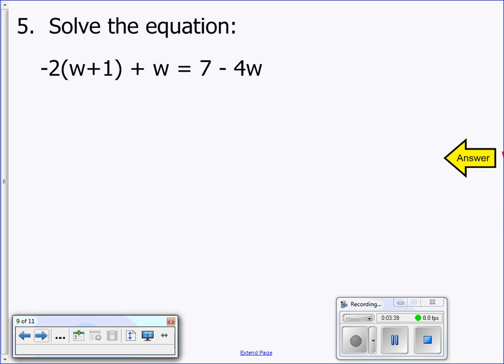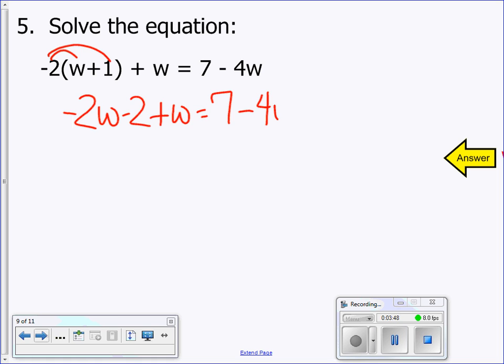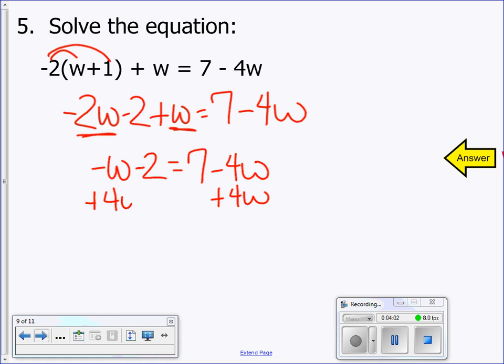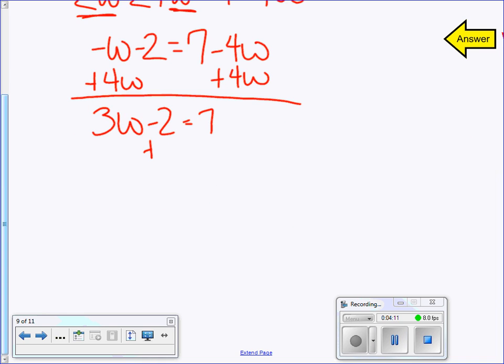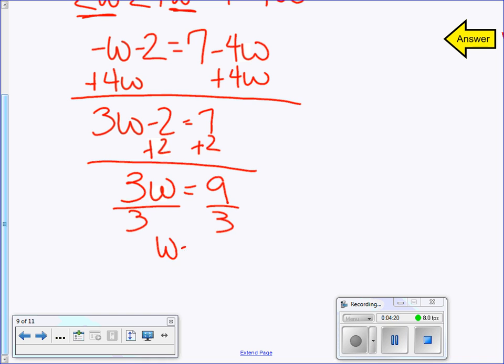Solving the equation, so first thing we have to do is distribute. So negative 2w minus 2 plus w equals 7 minus 4w. Combining like terms, this one and this one gets me negative w minus 2 equals 7 minus 4w. I'm going to add 4w to both sides, and that gets me 3w minus 2 equals 7. I'm going to add 2 to both sides. I get 3w equals 9. Divide both sides by 3, and w equals 3.